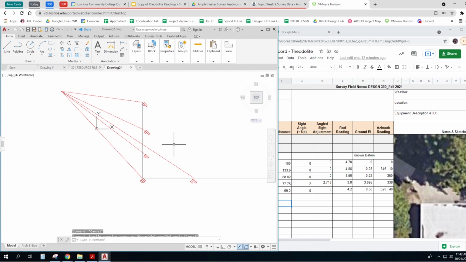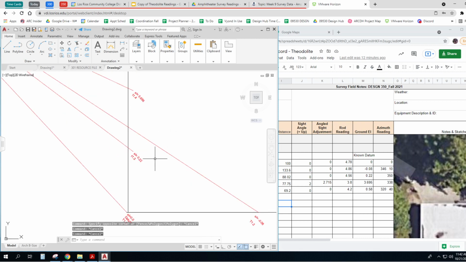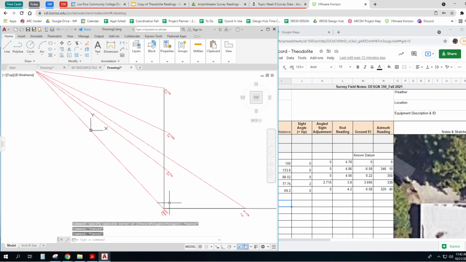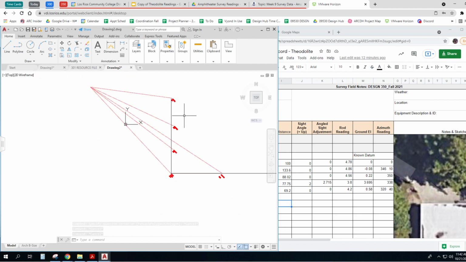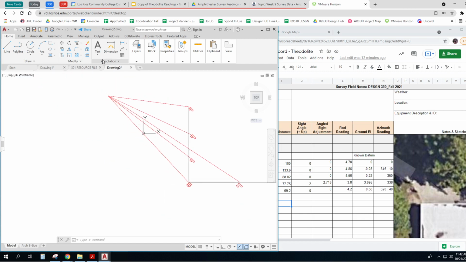Now, here's the other cool thing. Now I want to draw a profile of this. So if you remember this from Design 302, I'm going to go back to my layers again. And remember to draw the profile, I draw lines out from the points that I know.